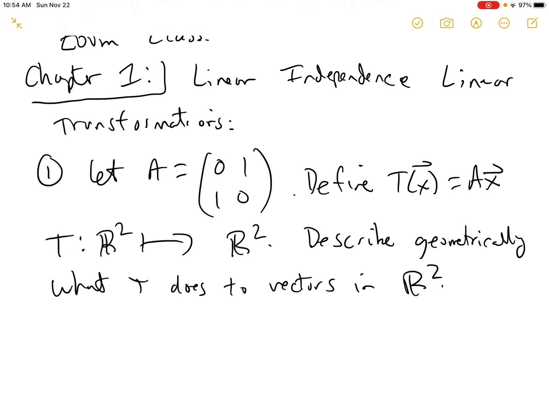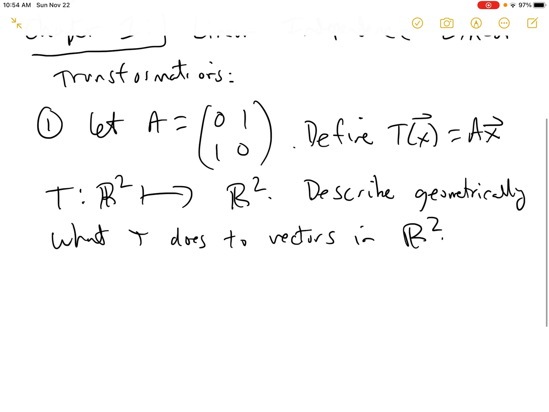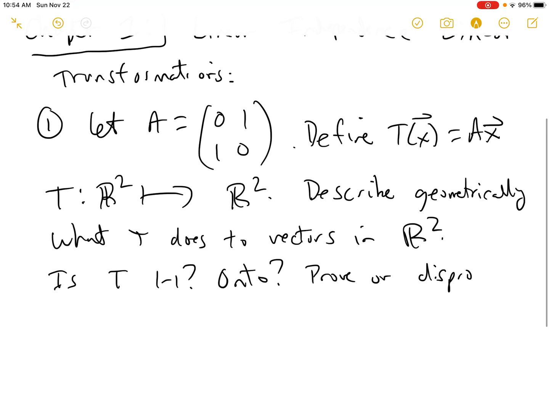That's part 1. And then, is T one-to-one? Onto? Prove or disprove this. There are some super strong theorems from chapter 1. I think theorem 12 is in there. That gives you a way to show one-to-one and onto-ness.